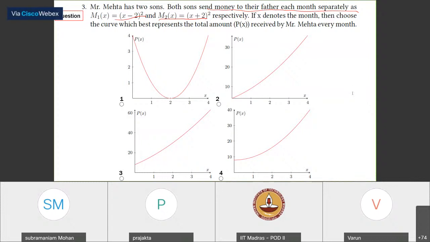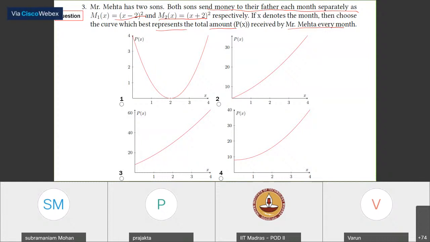Okay, Deepika has already solved it. Fine, let's give others also some chance. If x denotes the month, then choose the curve which best represents the total amount P(x) received by Mr. Mehta every month. Mr. Mehta has two sons. Both sons send money to their father each month separately as M1(x) equals (x minus 2) whole square and M2(x) equals (x plus 2) whole square respectively.